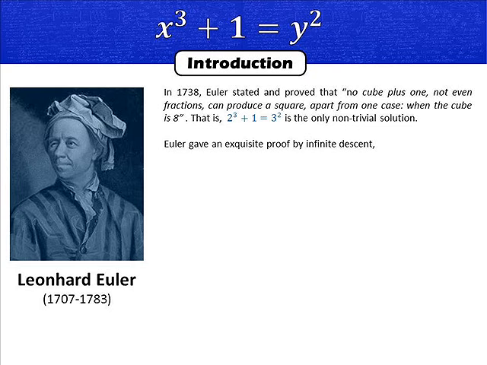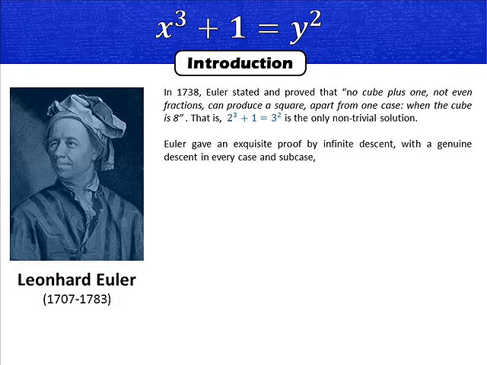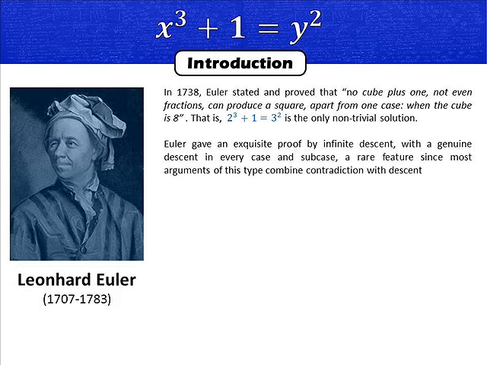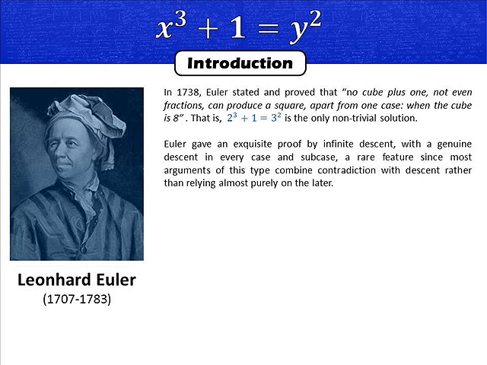Euler gave an exquisite proof by infinite descent, with a genuine descent in every case and subcase, a rare feature since most arguments of this type combine contradiction with descent rather than relying almost purely on the latter.